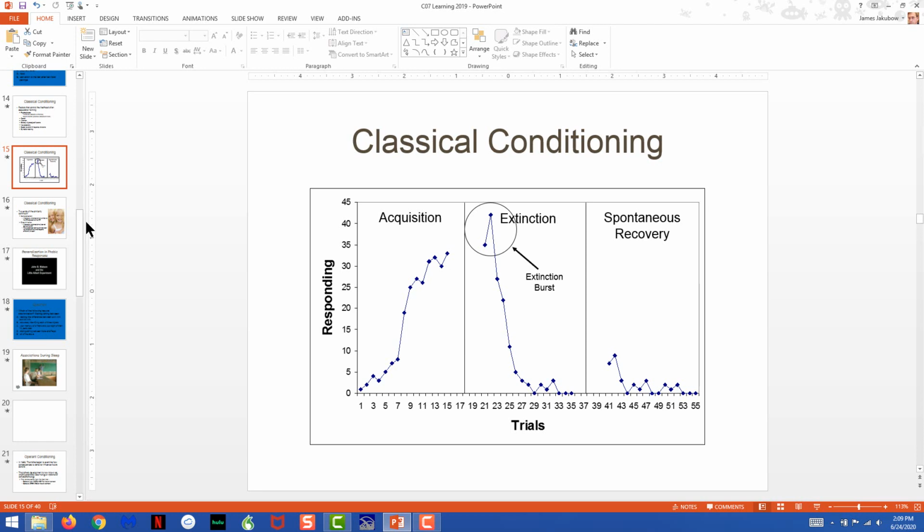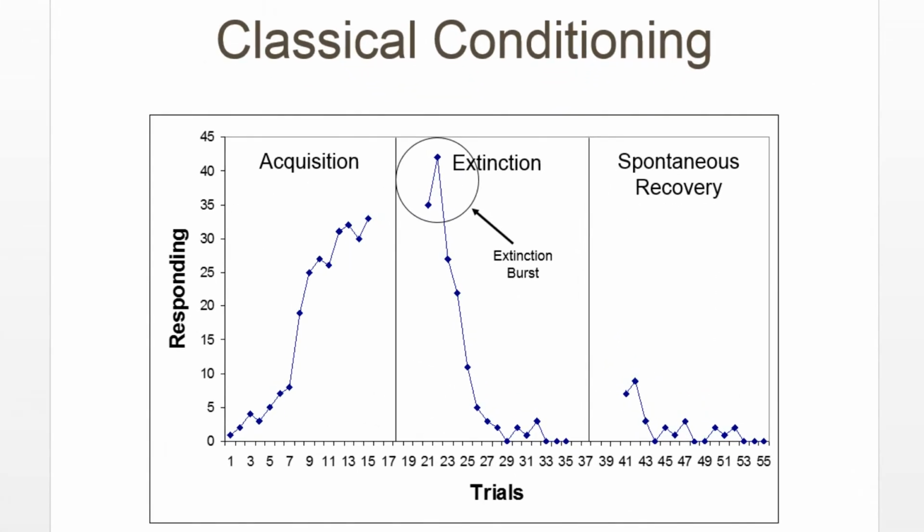In this slide, we're going to look at acquisition, extinction, and spontaneous recovery as three basic underlying principles of learning. Acquisition is simply the name given to the time during which a new pattern of behavior is being developed.